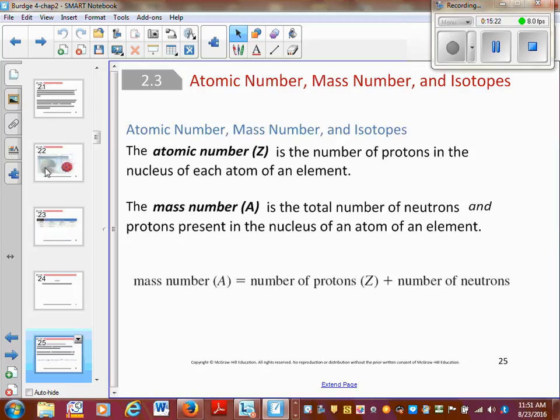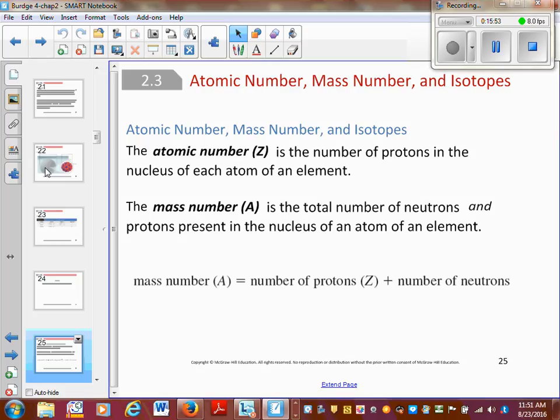Atomic number, the symbol is Z. It's the number of protons in the nucleus of each atom of an element. So, each element has a unique number of protons. Hydrogen has 1, helium has 2, carbon has 6, fluorine has 17. The number of protons tells you what element it is. If you change the number of protons, you change the element.